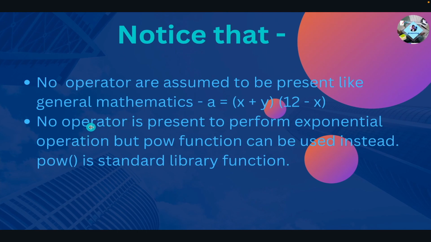And next one, no operator is present to perform exponential operation, but power function can be used instead. Pow is a standard library function. So what happens if you want to find the power, right, 2 to the power 3 or 3 square or 5 to the power 3, this type of things? What if you want that, then how will it work? So it is not present in C.